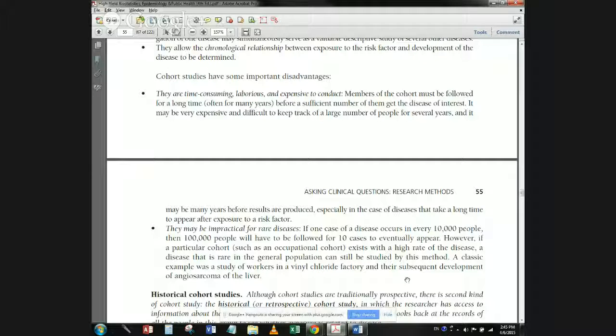Another disadvantage of cohort studies is that they may be impractical for rare diseases. If one case of a disease occurs in every 10,000 people, then 100,000 people will have to be followed for 10 cases to eventually appear. However, if a particular cohort, such as an occupational cohort, exists with a high rate of the disease, a disease that is rare in the general population can still be studied by this method. A classic example was a study of workers in a vinyl chloride factory and their subsequent development of angiosarcoma of the liver.